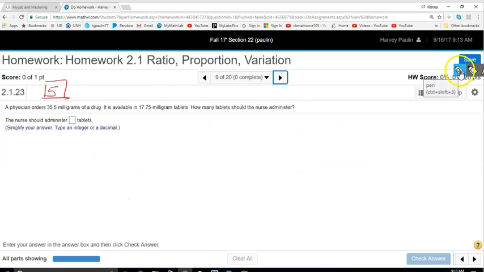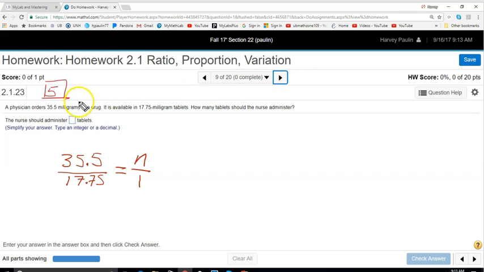Now, for number 5, we're setting up a proportion that a physician orders this much of a drug, and it's available in this milligram tablets. So how many of these tablets must be given so that you can get this much of a drug? So take a moment, see what you can figure out, and we'll come back.